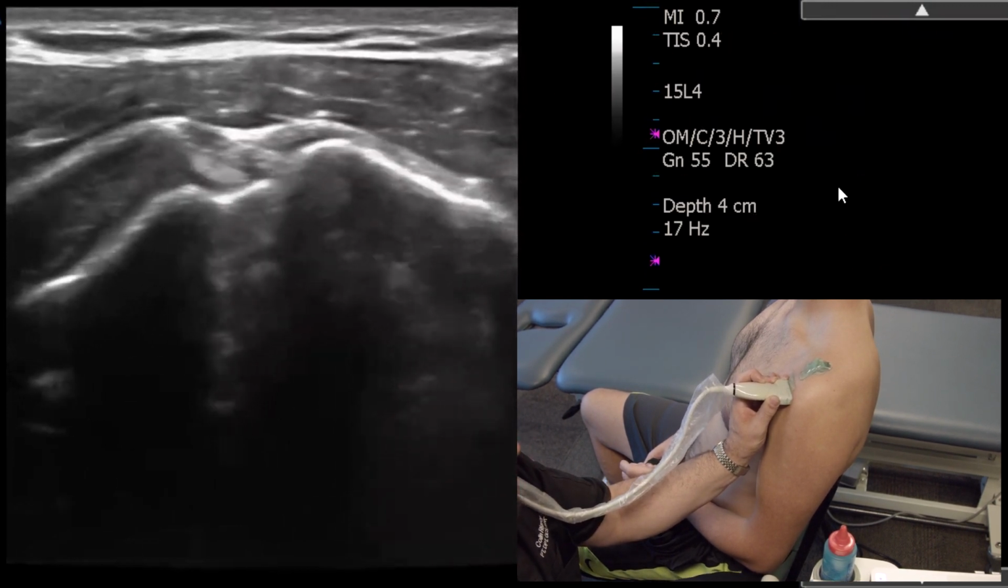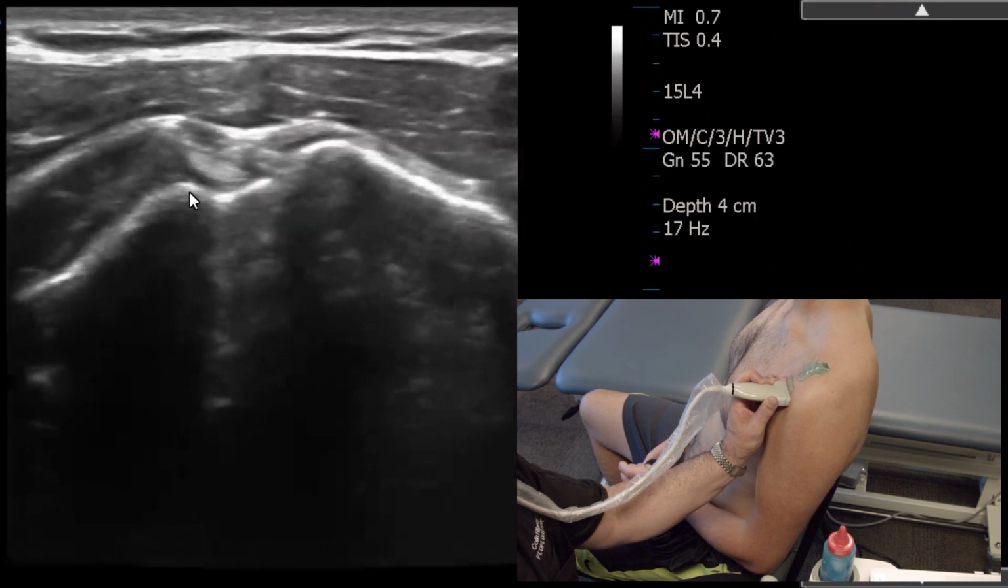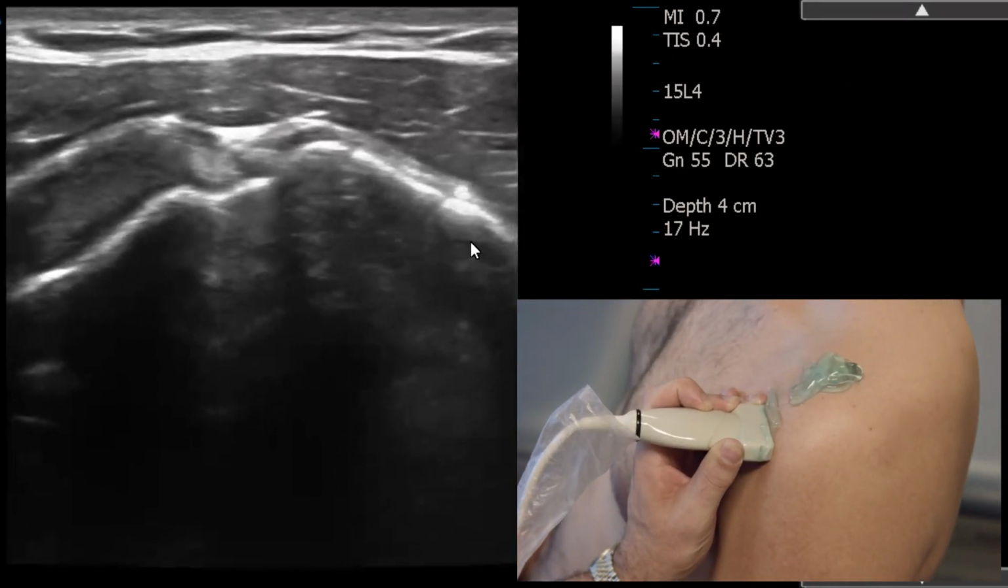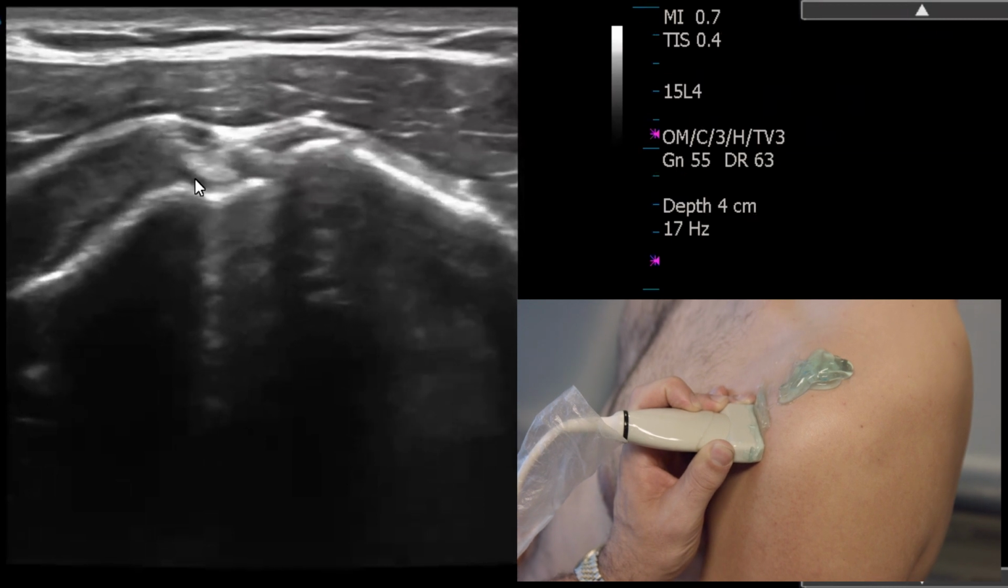So in this view, I'm right at the proximal aspect of the groove. Okay, here's the bicipital groove starting to form. Medially, this is the lesser tuberosity. Now laterally, this is the greater tuberosity. And this structure right in the middle is our bicep tendon. I'm going to move distally.